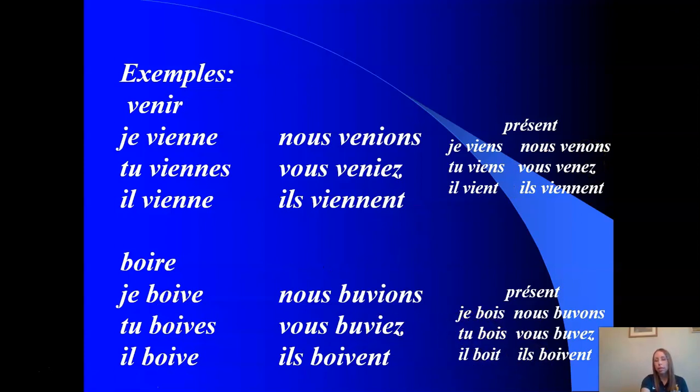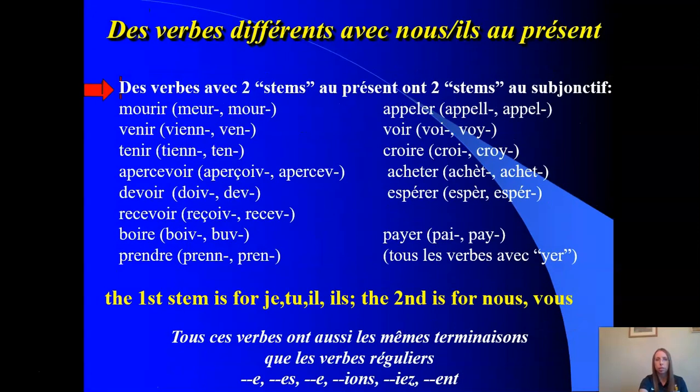Au présent, c'est ils boivent, mais nous buvons. Donc, boivent est le stem pour je, tu, il. Buvent est le stem pour nous et vous. Alors, retournons ici. Tous les verbes ici sont similaires.